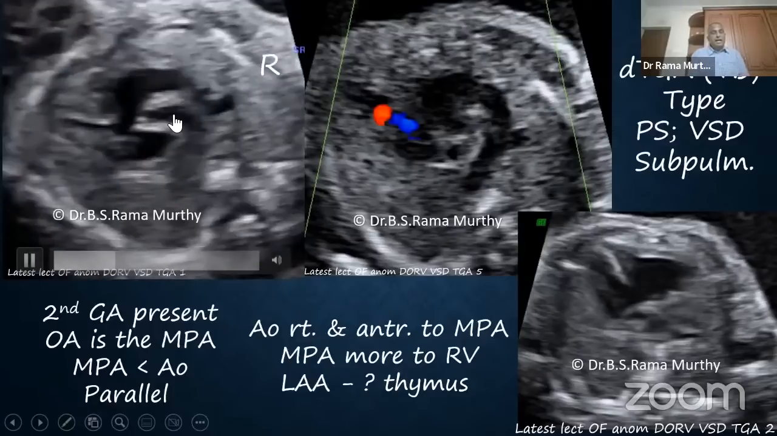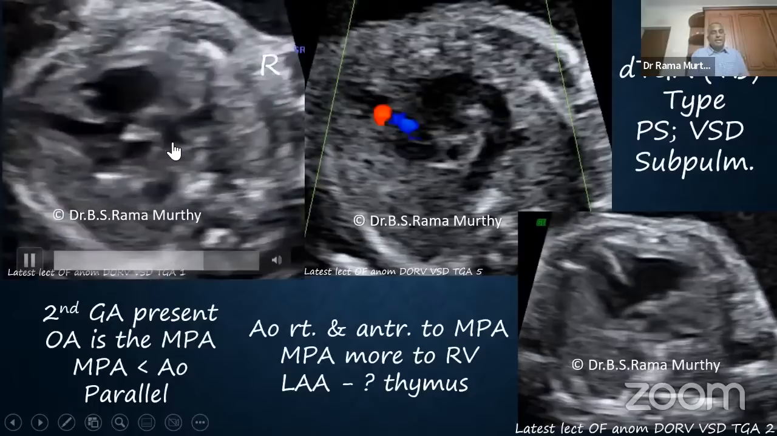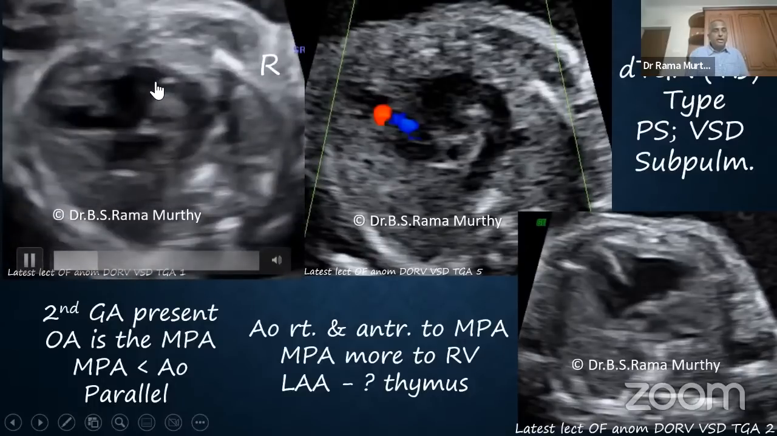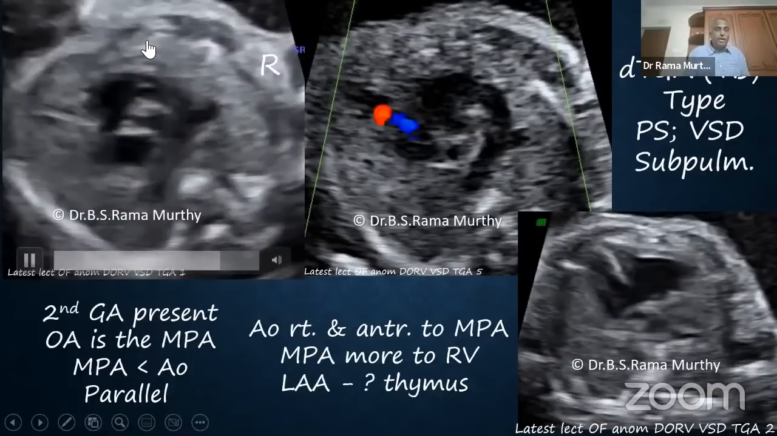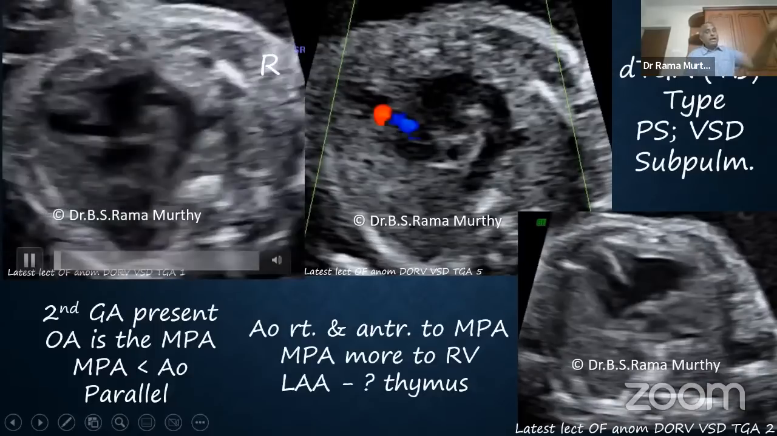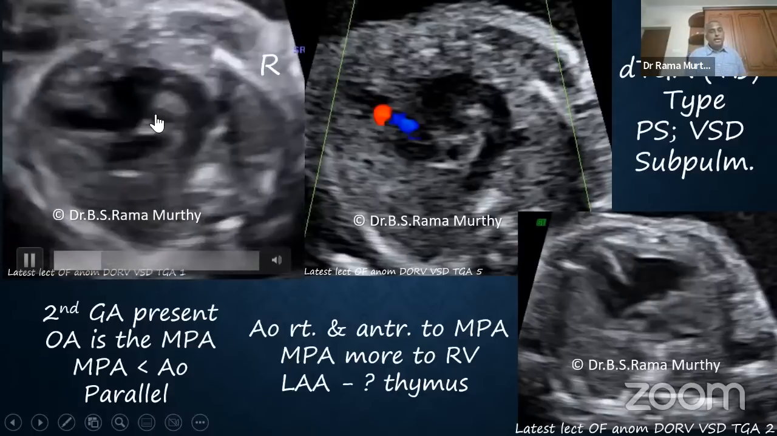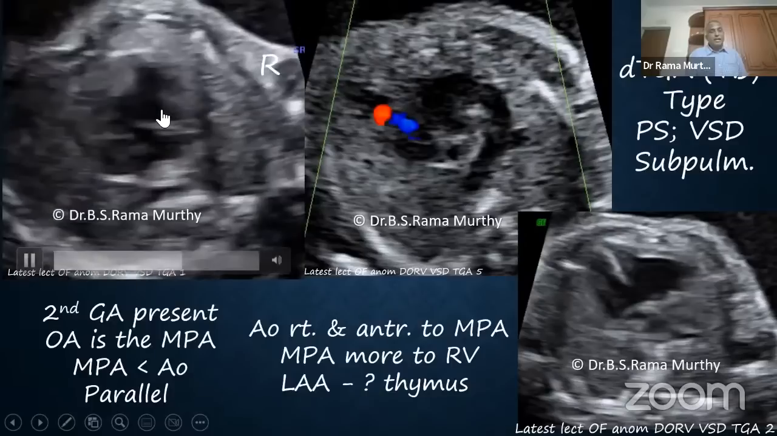And you will see that the aorta is anterior. This is the spine. That is the aorta. The aorta is anterior to the pulmonary artery. Instead of pulmonary artery being anterior normally, the aorta has gone anterior. Pulmonary artery is posterior. This is right, this is left.